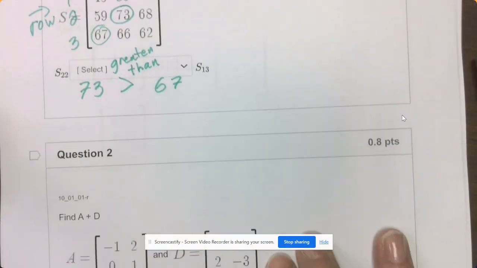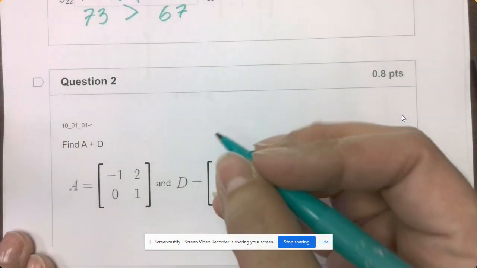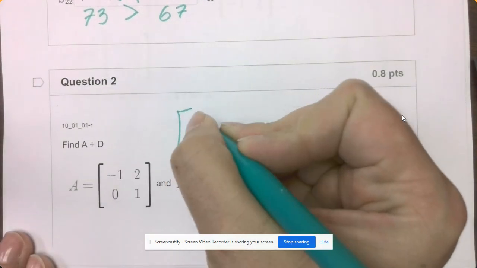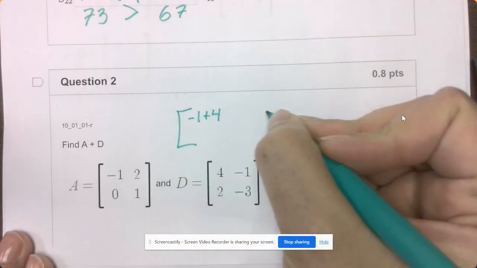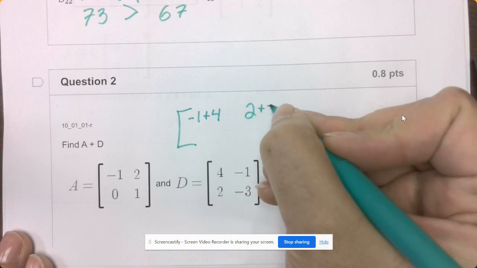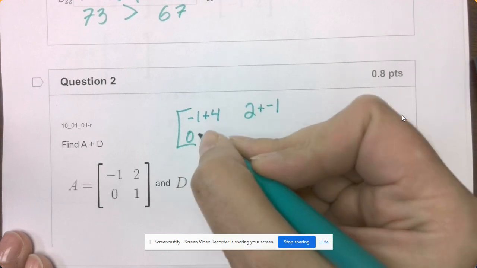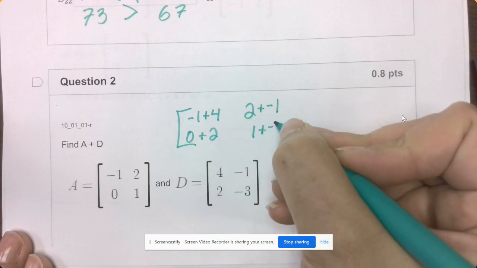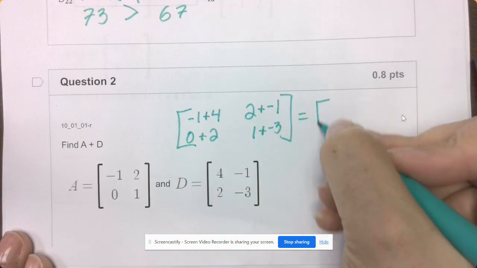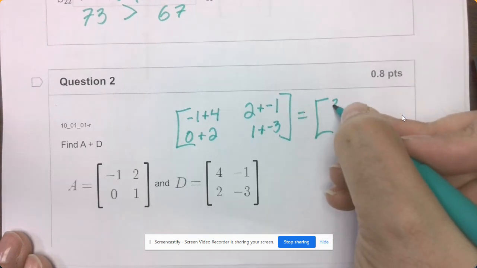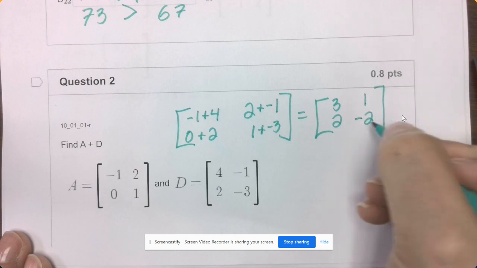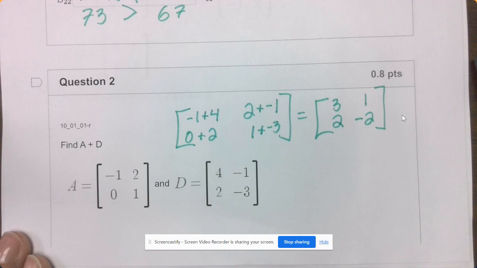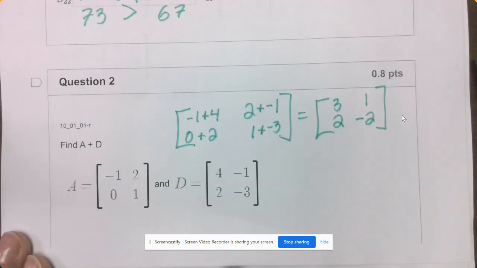Oh yeah, and this one, so we're going to add these together. Remember that just means we add the ones in the same position: -1 plus 4, 2 plus -1, 0 plus 2, 1 plus -3. So we're going to get 3, 1, 2, -2. Everybody be careful of the signs on this, and that would be our final answer for this. Okay, next one.